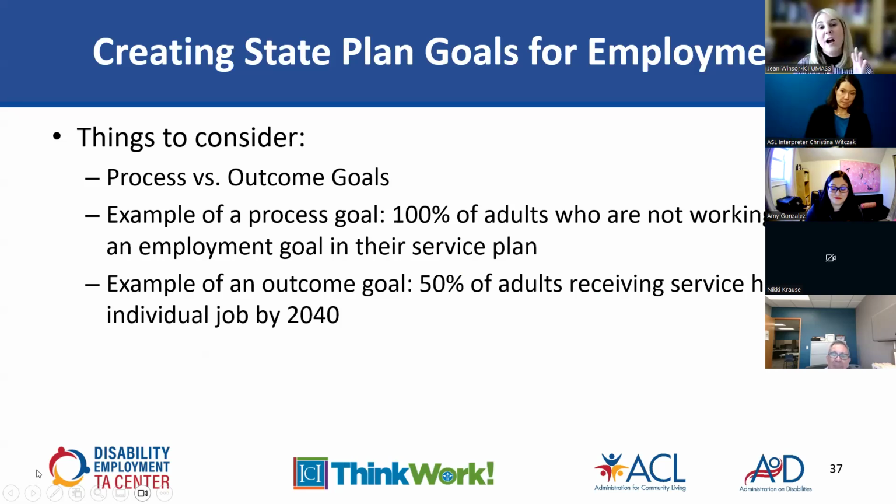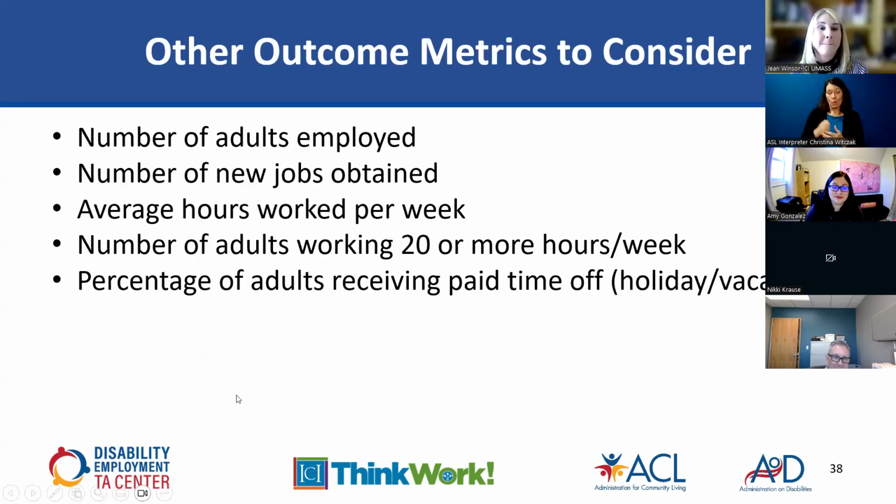So again, I think we've talked about this, but I'm always happy to talk about it more in different settings. When you're thinking about creating your state plan goals for employment, consider, are you looking at data that is process oriented and has process goals, like more people getting an integrated employment service? That's an important goal, because if more people are getting an integrated employment service, it's hard to also track, are more people getting employment and getting an employment outcome. And I think both of those are equally important. They just serve different purposes. And these are two examples of a process goal and an outcome goal on the slide. And so next slide, please. Other outcome metrics to consider. I always say, please keep it simple.